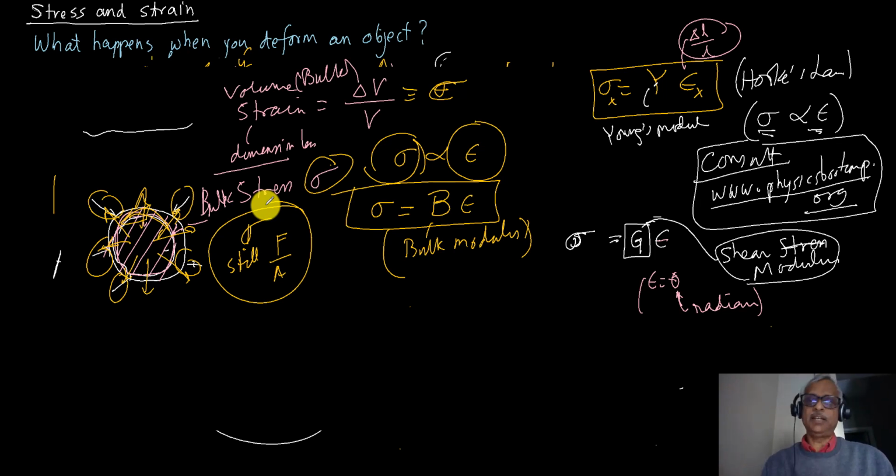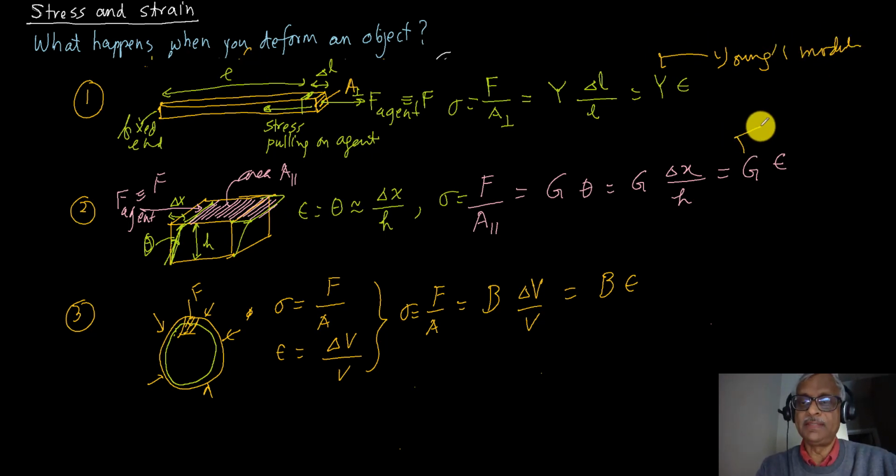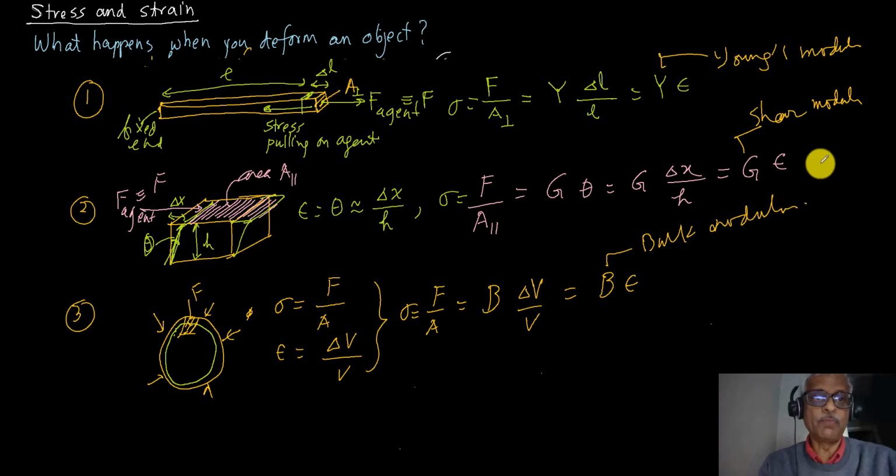Okay, so now we covered three types of stress and strain. That's on this page. Let me summarize in a clean way. So here is a summary of the three types of stress, and this is Young's modulus, and this is shear modulus, and this is bulk modulus. So we're going to use this in the problems in the next lecture. So I'm going to stop here.